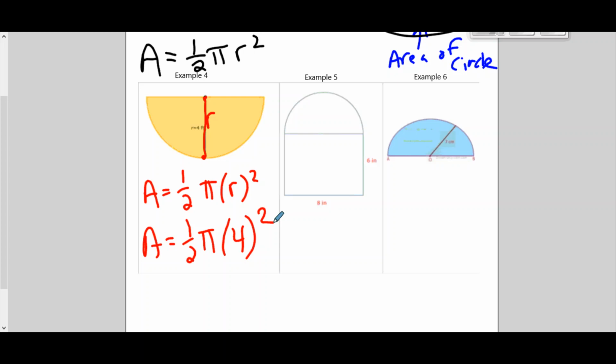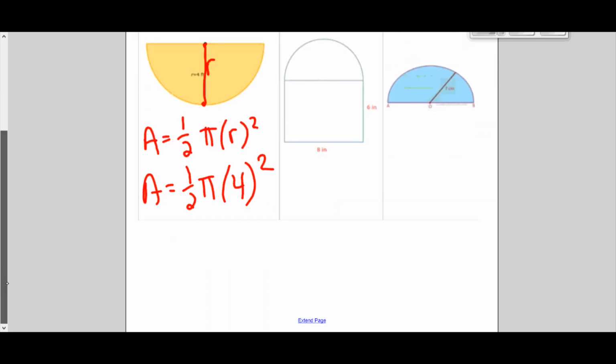So now here, we'll want to do 4 squared first. So 4 to the power of 2, remember that means 4 times 4. So this is 1/2 of 4 times 4 is 16. And then you can plug that all into your calculator.